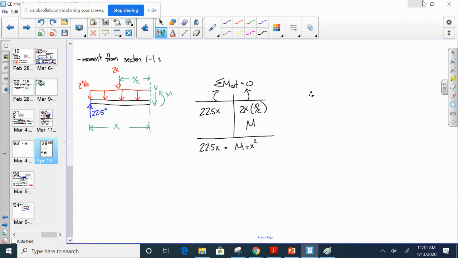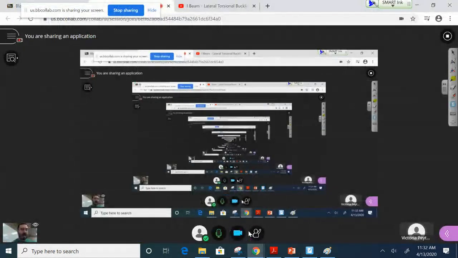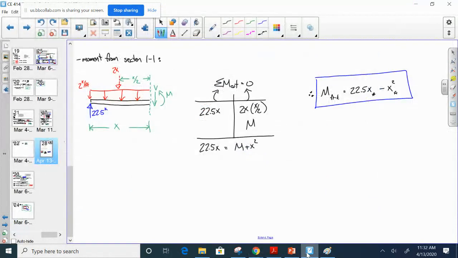So therefore, and because I've been kind of loose on the units, what I'll say is our moments in foot-kips are 22.5x in feet minus x squared in feet. Would everybody agree with that? I want to take a second and see if anybody has any questions on that. Here, I'll pull it back up so y'all can copy it down.